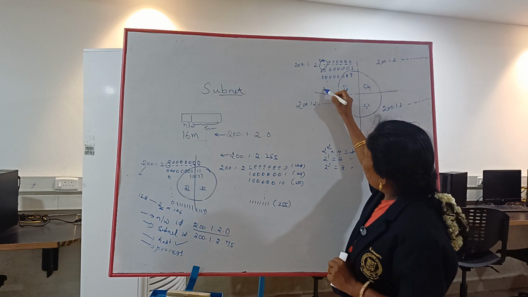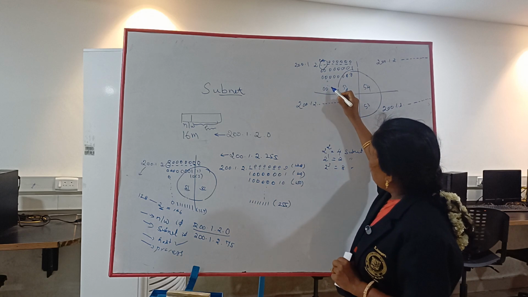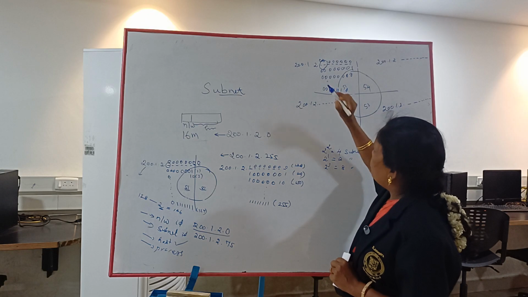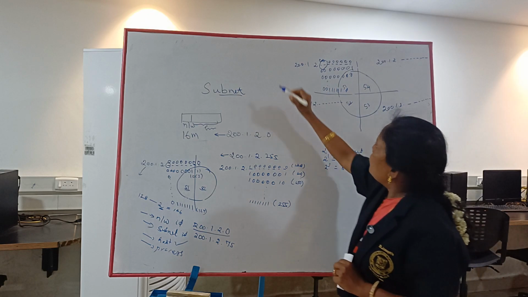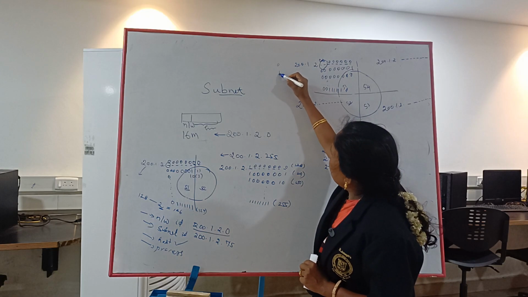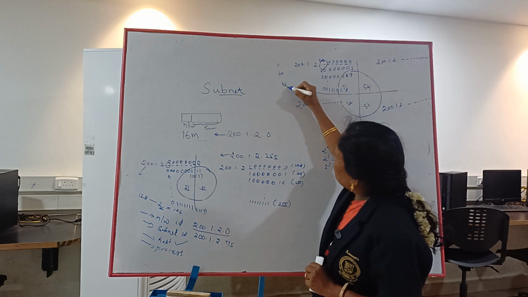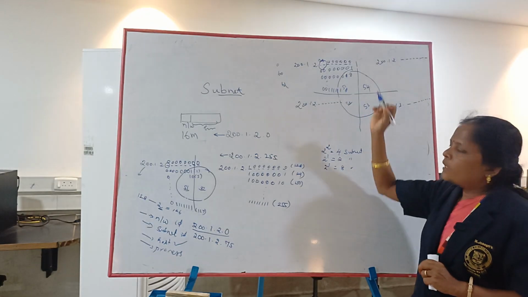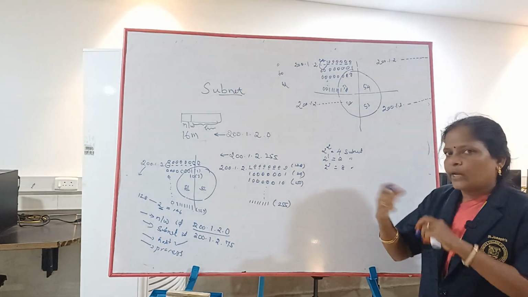The first 2 bits are always 0, and the rest of the bits should be 1 at the end, from 0 to 63. Total number of IP addresses for S1 will be 64.